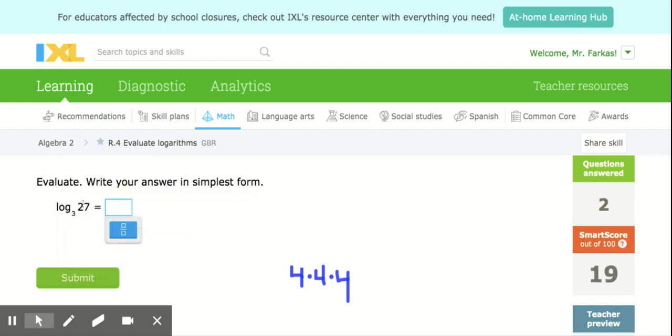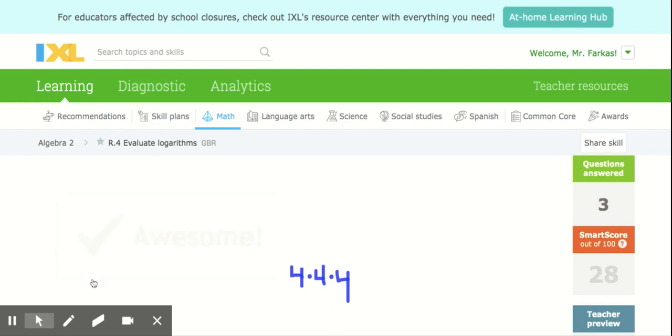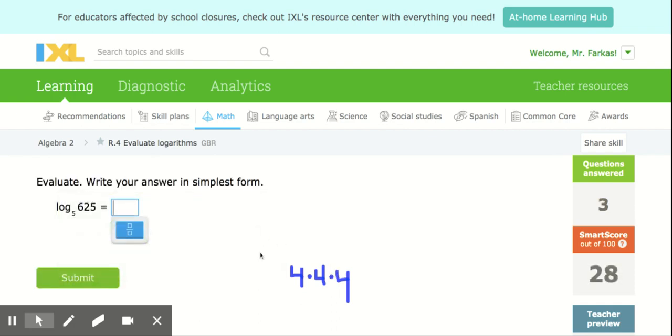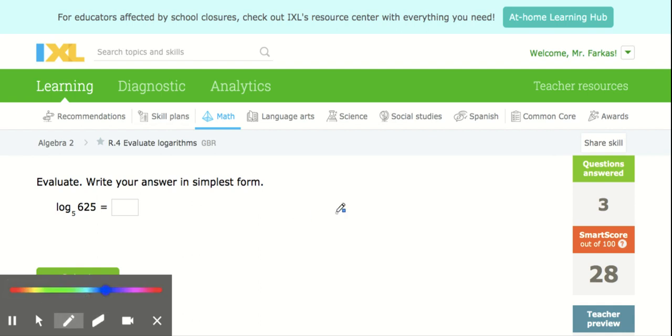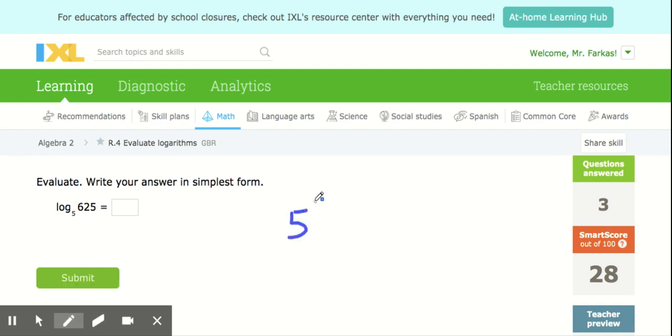All right, 3 times itself how many times equals 27? 3 times 3 times 3, 3 times. 5 times itself how many times is 625? Let's see. So 5 to what power makes 625?